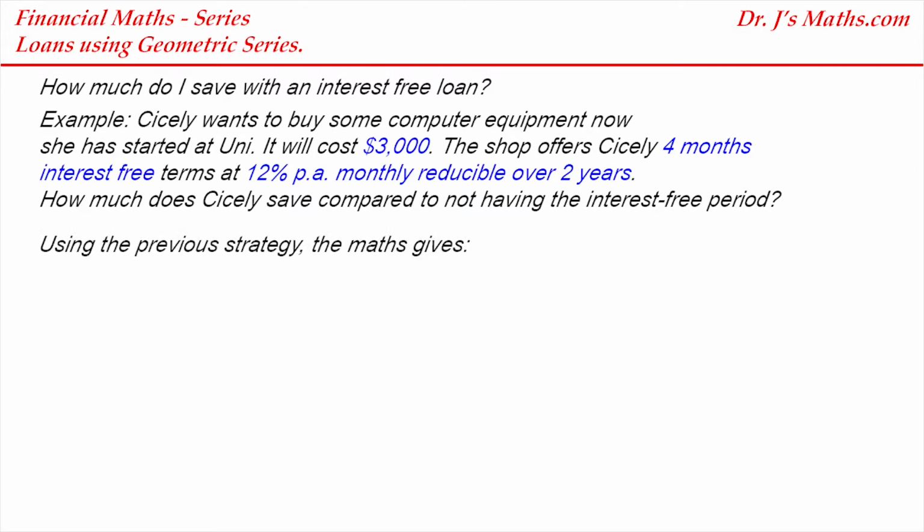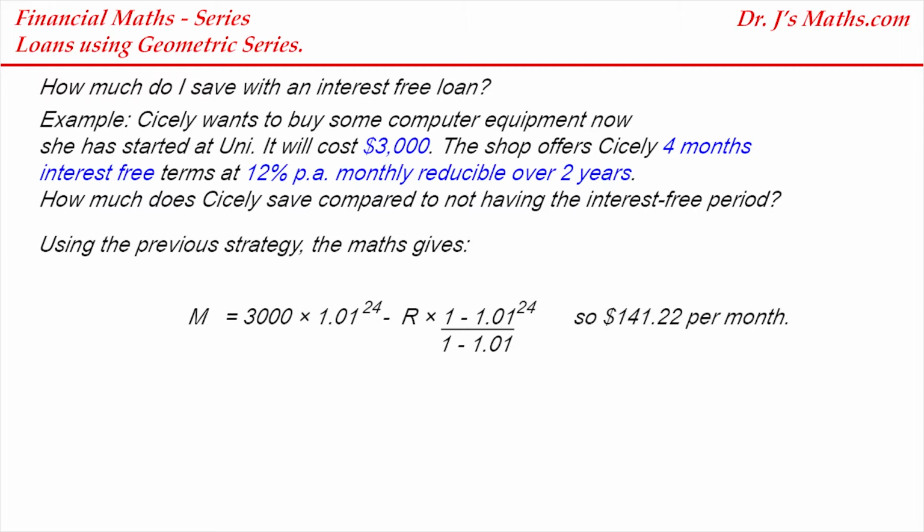Well, using all of our previous strategies, which you must know by now, we can simply write down m is equal to 3,000, her loan, times 1.01 to the 24, because without the interest-free period there's 24 months, minus the repayment R times the sum of the 24 terms, (1 minus 1.01 to the 24) over (1 minus 1.01). Put in your calculator. Cicely has to repay $141.22 per month if she doesn't have the interest-free period.